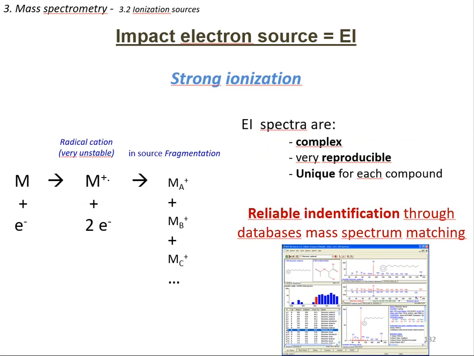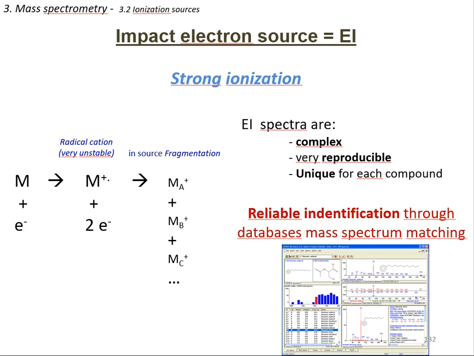So it works the following way. The electron at high energy, 70 electron volt, will steal an electron from the molecule, and it will make a radical cation, M plus dot. And this is very unstable, so the molecule will explode because of its internal tensions, and you will have in-source fragmentation, a lot of it, in fact, and you will have many ions that are just M plus, resulting from this ionization process. This is why we call it a strong ionization, because it makes a lot of fragments in source.